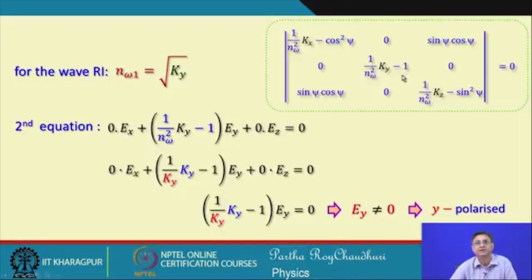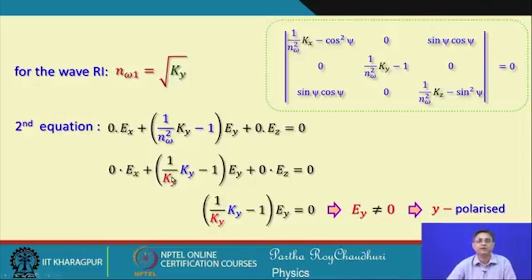This quantity into E y will be surviving, and this is 0 into E z is equal to 0. So, in the second equation I have used the value of 1 by n omega square is equal to 1 by k y. That directly tells you that k y by k y minus 1 into E y equal to 0. So, if this quantity is 0, y cannot be 0, the wave is y polarized.